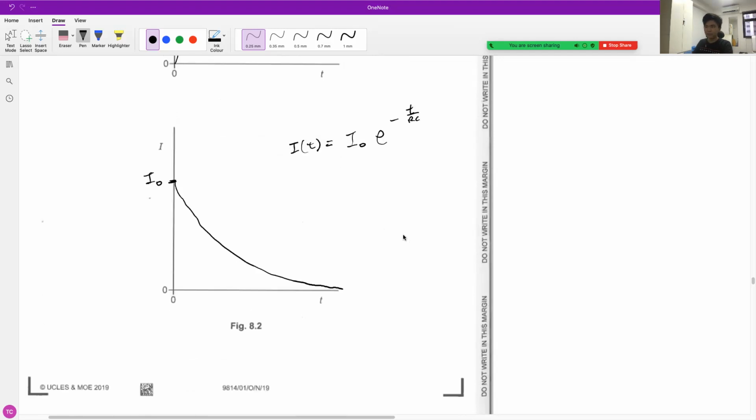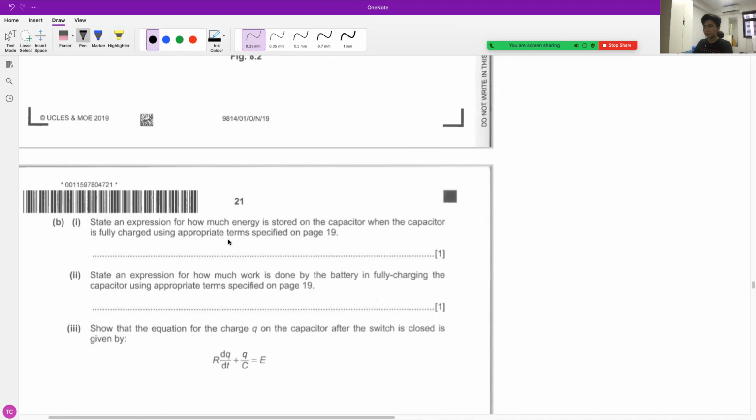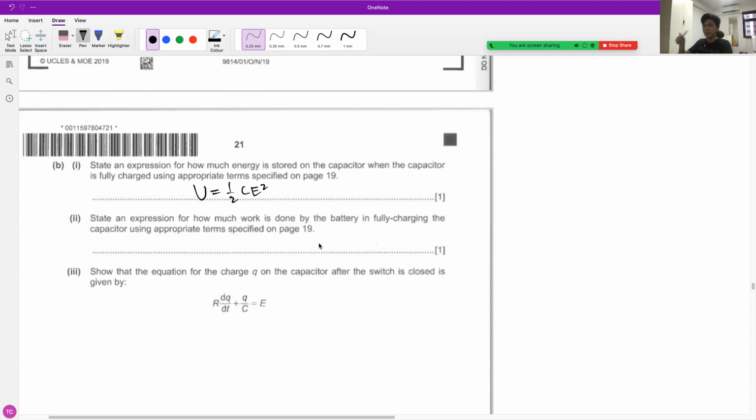Okay, so the next part: state an expression for how much energy is stored in the capacitor when the capacitor is fully charged, in terms of the terms specified. So the energy stored in the capacitor is just half CV squared. When it's fully charged, V equals E, so it's just half CE squared. I'll go into the derivation for this another time, but it's essentially similar to the inductor video I did previously. I think that was question 5. Yeah, similar to the derivation. So that's the answer.